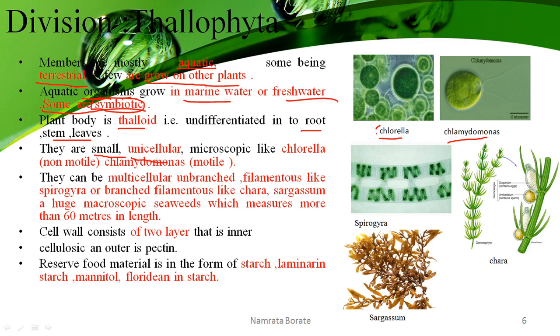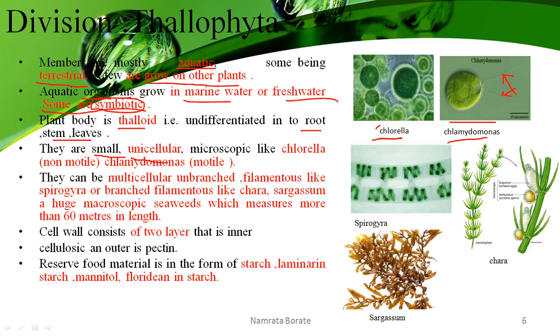Microscopic organisms like Chlorella are non-motile, meaning there is absence of cilia and absence of flagella. But unicellular organisms like Chlamydomonas have the presence of cilia and flagella. In Chlamydomonas there is a presence of flagella, so these organisms are motile, but still unicellular.